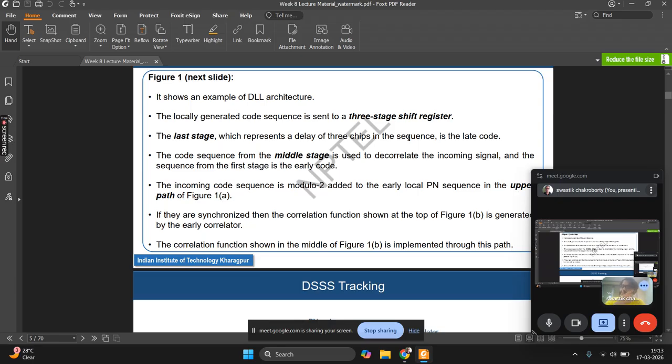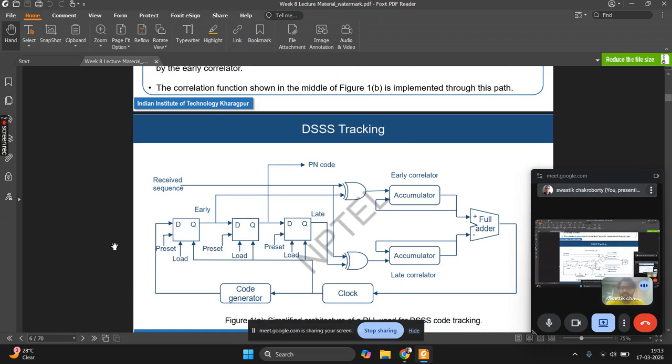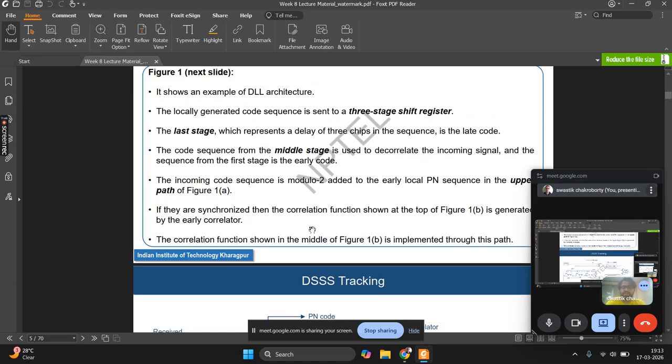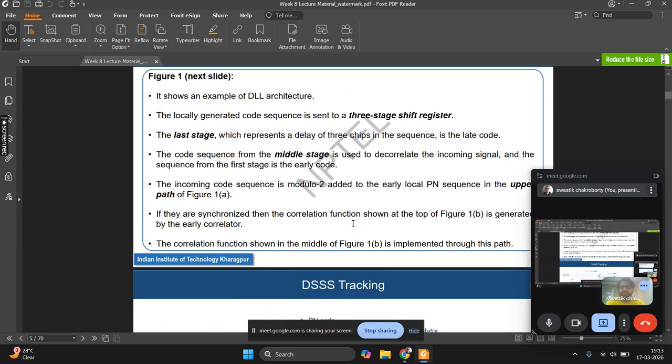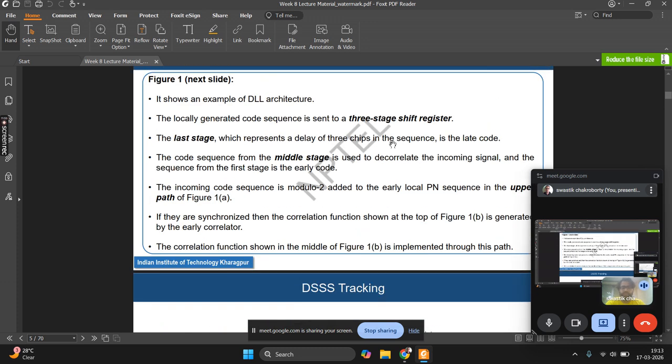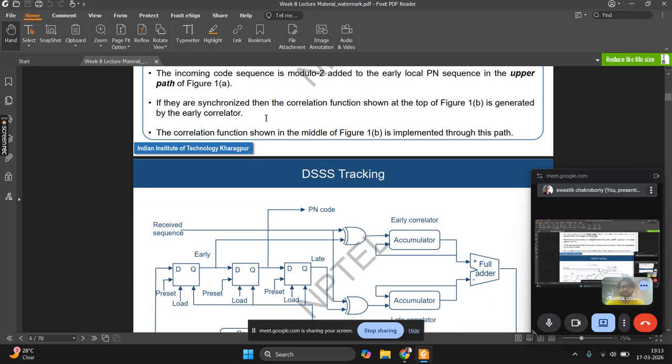The last stage, which represents a delay of three chips in the sequence, is the late code. The locally generated sequence is stored in a three-state shift register. So here you can see there are three states. The code sequence from the middle stage is used to decorrelate the incoming signal, and the sequence from the first stage is the early code. So this is the early code, this is the actual code, and this is the late code.